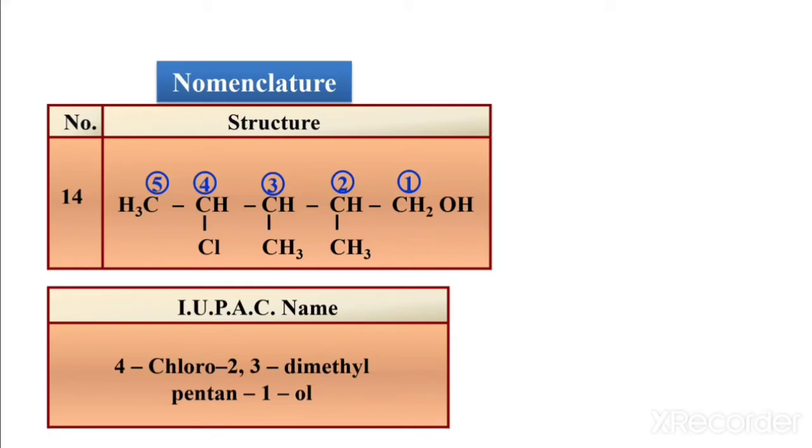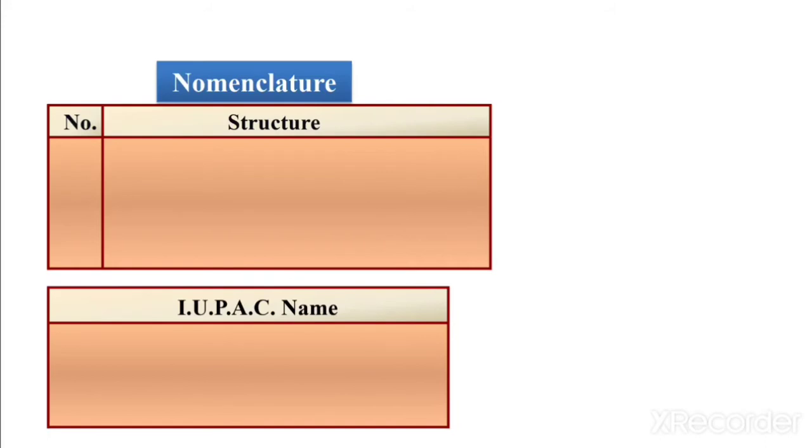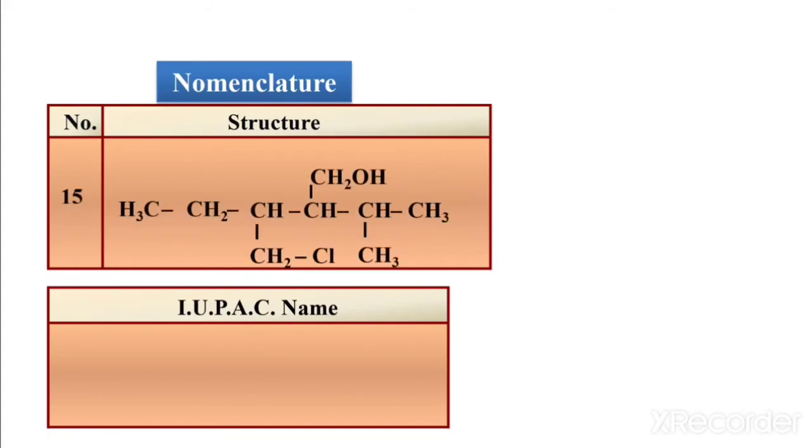Okay, so very simple friends. A next example. Here, first giving the numbering, and numbering is always starting nearest to the hydroxyl group. Here we start numbering from this side, 1 2 3 4 5 6.